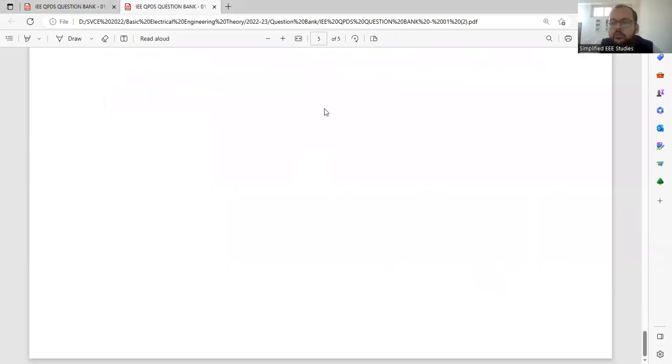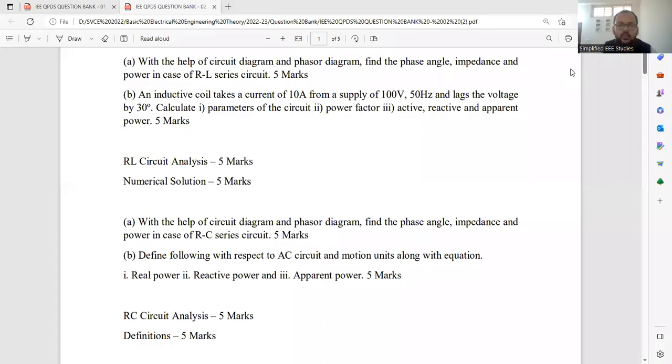Okay. These are the important questions from till 1.5 modules. So let me discuss the remaining questions from module 2. With the help of circuit diagram, phasor diagram, find the phase angle and impedance in an RL circuit. So you have to refer the analysis of RL circuit. For example, phase angle: you draw the phasor diagram and compute tan phi. From that you can calculate phi. Impedance, how to calculate impedance? Square root of R square plus XL square. Those parameters you can calculate.